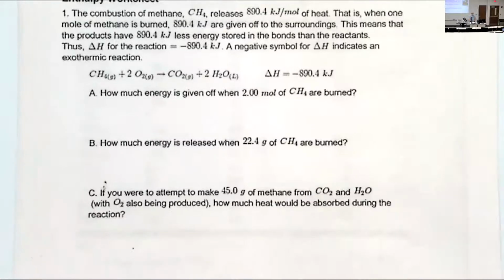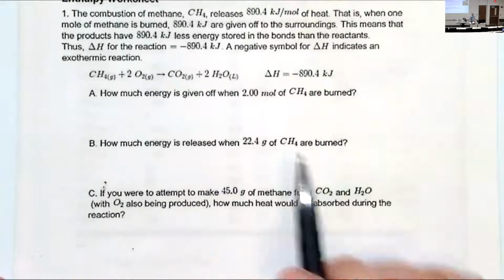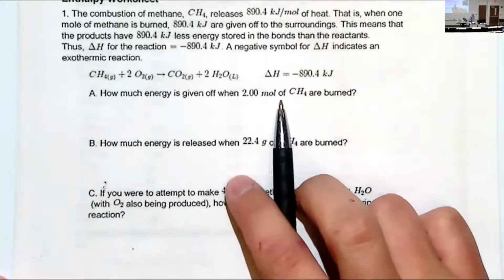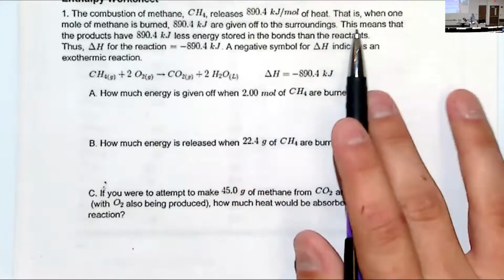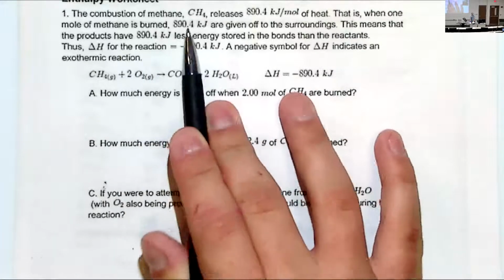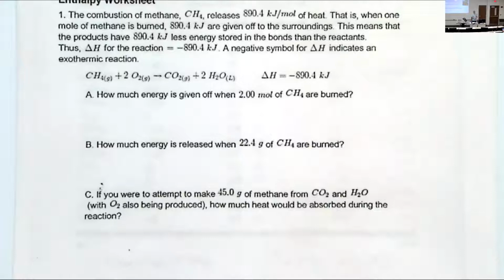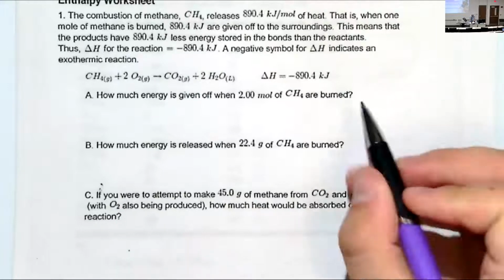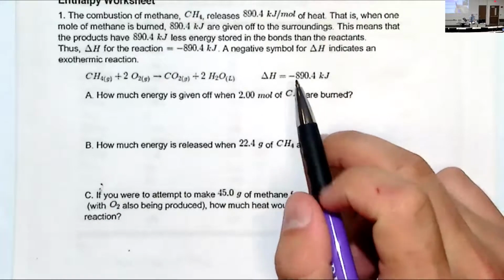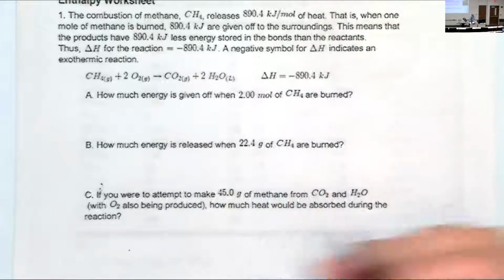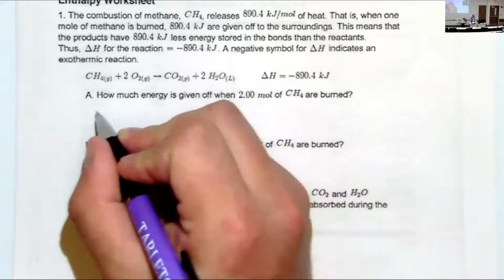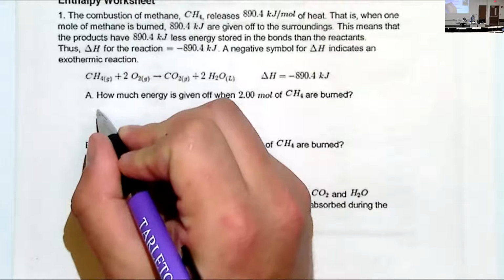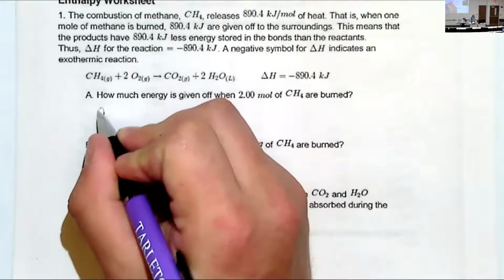So now it just wants to ask us how much energy is given off when there are 2 moles of methane. When there's 1 mole of methane, it's that much. But now it's asking about 2 moles. So the amount of methane changes, which means that our amount of energy released is also going to change, which is super easy to calculate if you just want to follow along.